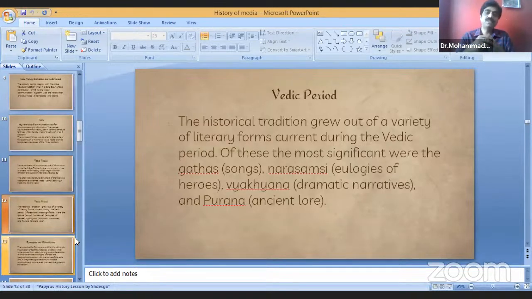Next, the historical tradition grew out of the variety of literary forms current during the Vedic period. Of these, the most significant were the Gathas, songs that celebrated the importance of the Rajas, or of the local tribal heads.